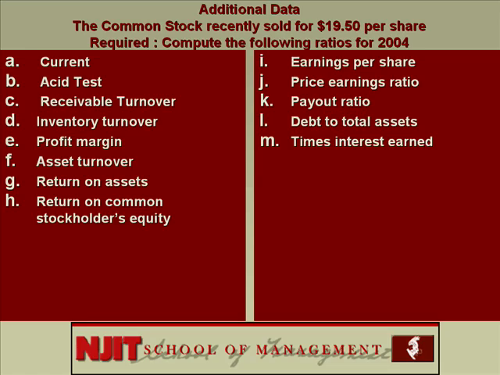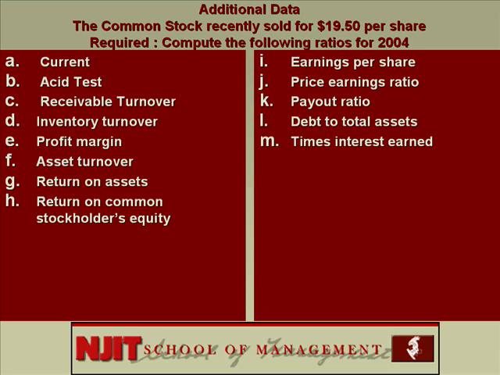Are you done? The answers are for Part E, profit margin, it's 39,000 divided by 600,000, 6.5%. F, now it's tricky. Sales is 600,000, but the denominator is average assets. How do you get average? For 2004, you take the beginning assets plus the ending assets, divided by 2.